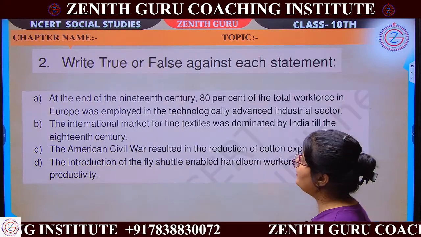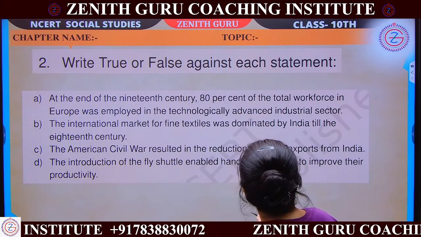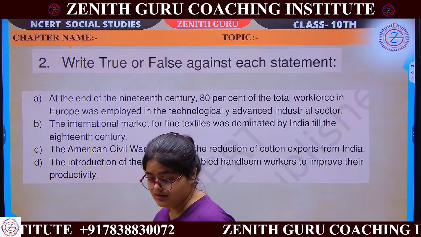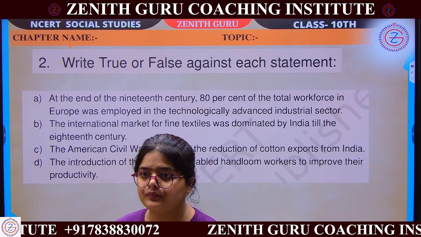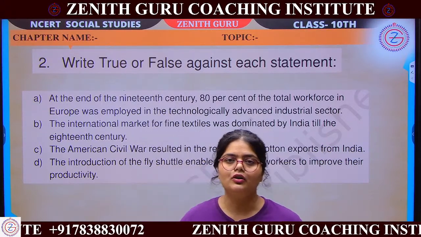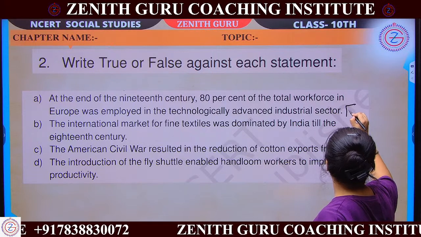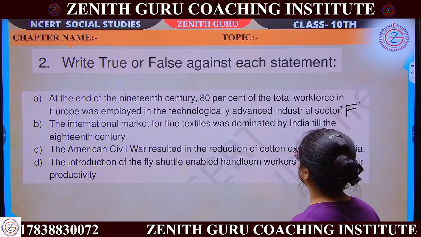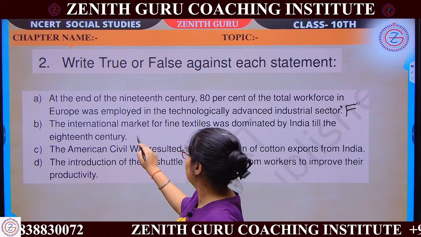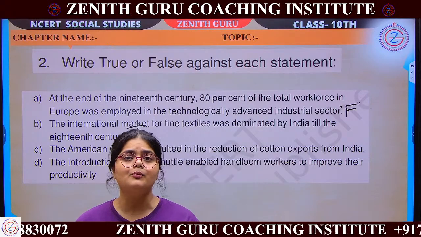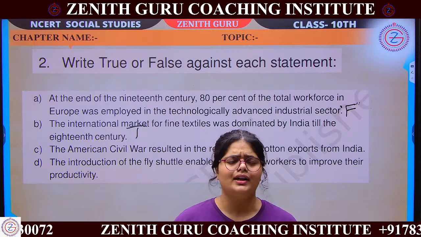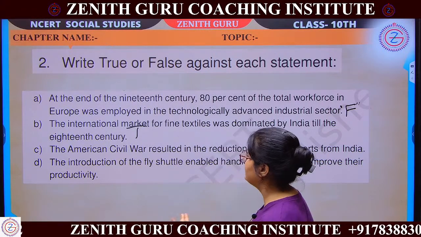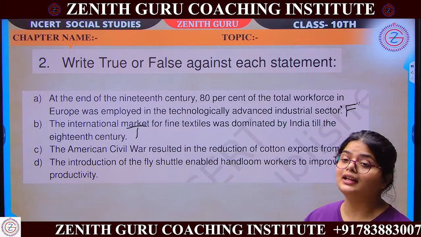Now, okay, we have true false now. At the end of the 19th century, 80% of the total workforce in Europe was employed in technologically advanced industrial sectors. So, is it true or false? We know, right, how difficult it was to get jobs. So, it's false. The international market of fine textiles was dominated by India till the 18th century. It is true, because India produced one of the finest qualities of silk and cotton.